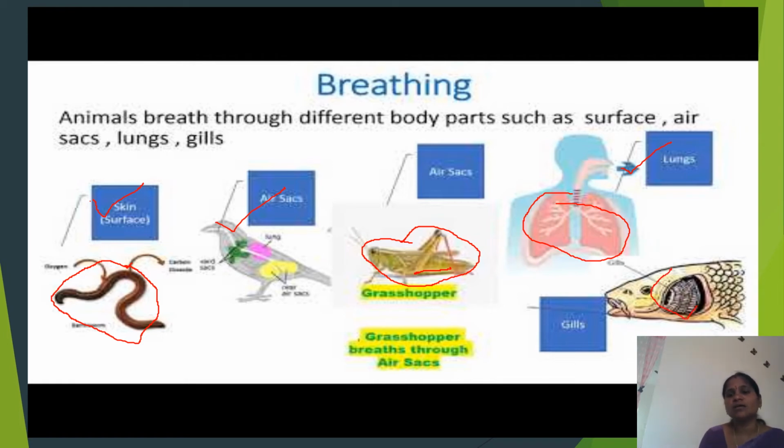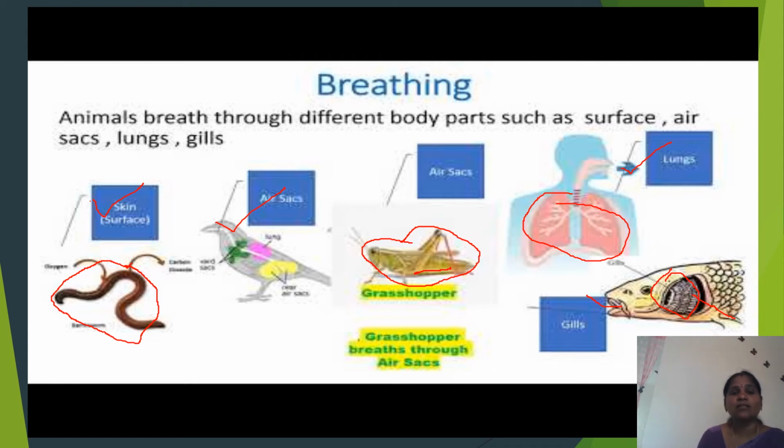This is gill. So the fishes will take air through the mouth. Then the air will pass through that gill. It will take that oxygen and again through the gill it will release out carbon dioxide. So through these gills the fishes, prawns and tadpoles will breathe. These are the main organs on different animals, the breathing organs in different animals.